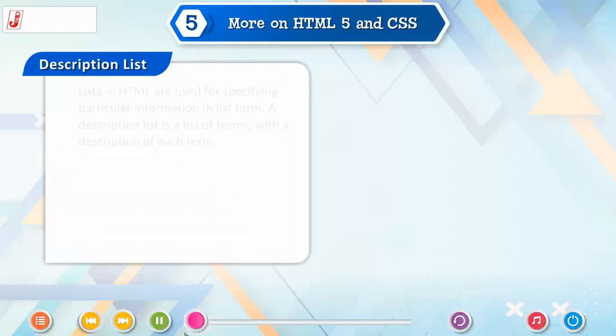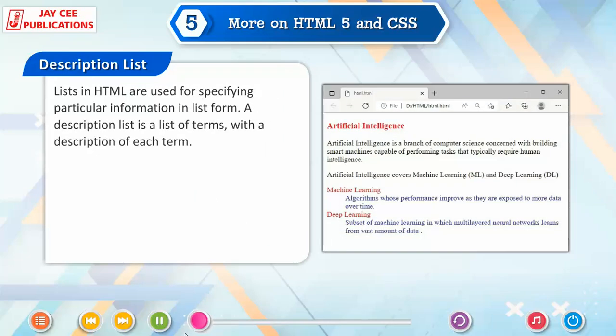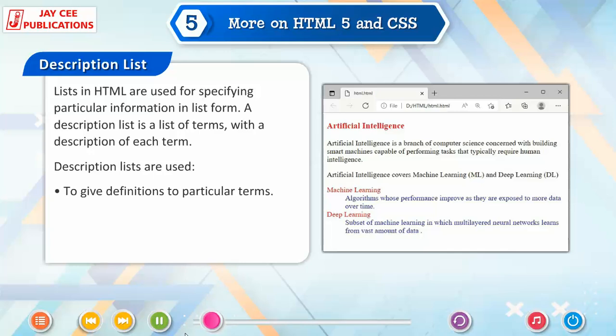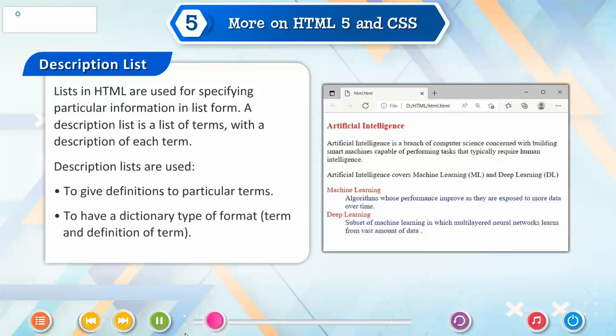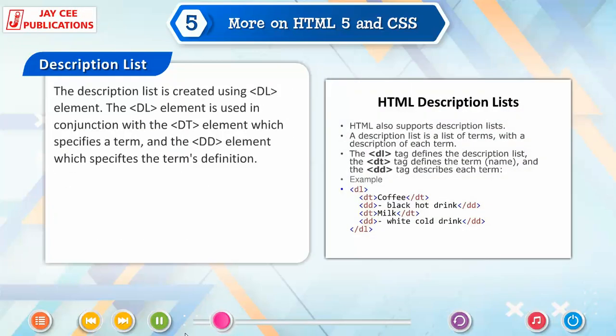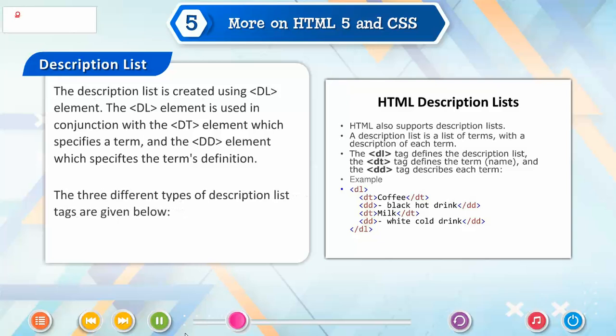Description list. Lists in HTML are used for specifying particular information in list form. A description list is a list of terms with a description of each term. Description lists are used to give definitions to particular terms. To have a dictionary type of format, term and definition of term, the description list is created using the DL element. The DL element is used in conjunction with the DT element which specifies a term and the DD element which specifies the term's definition.